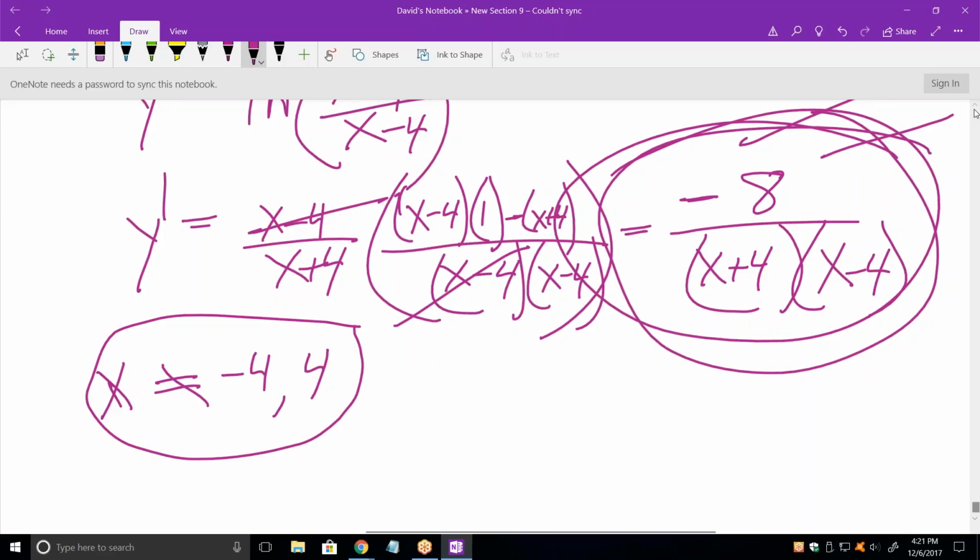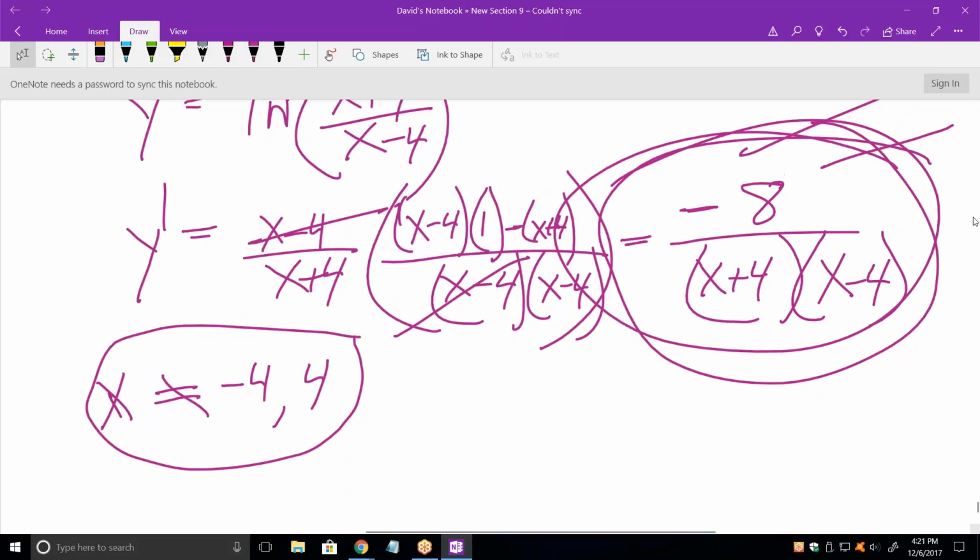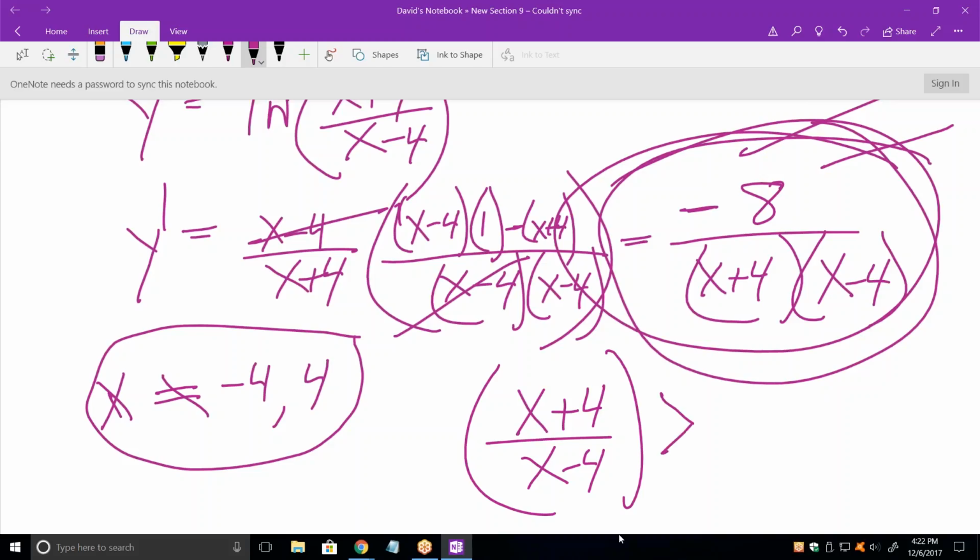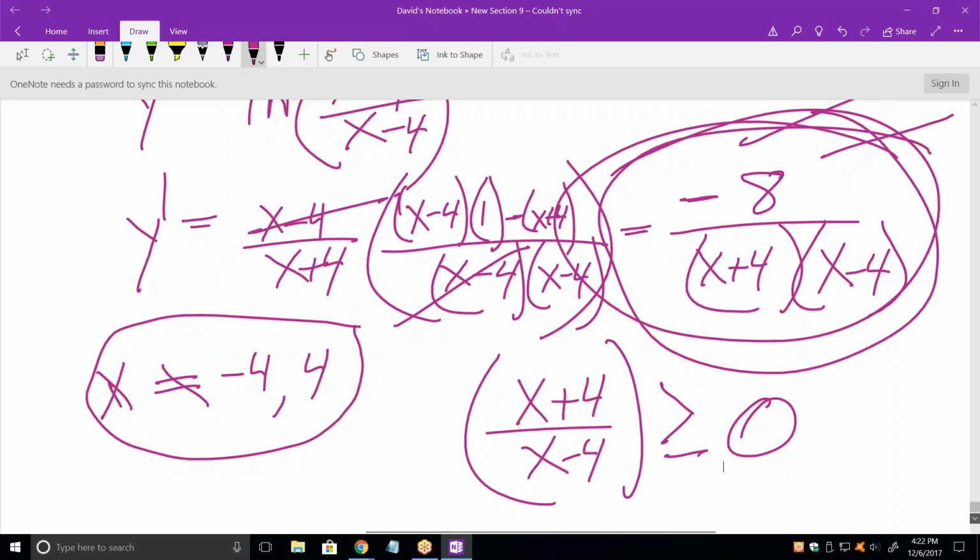Now, furthermore, I can't have the argument, which is x plus 4 over x minus 4, that's the argument of the log function. Well, we know that has to be greater than 0. It can't even be 0. So this has to be positive. Now, you know how to do a sign chart?